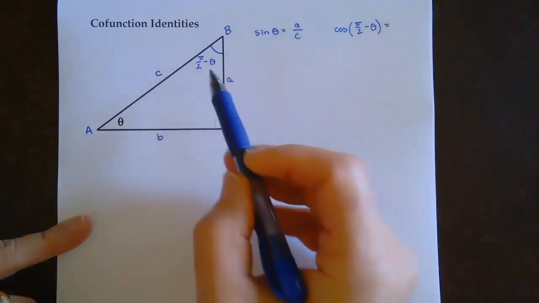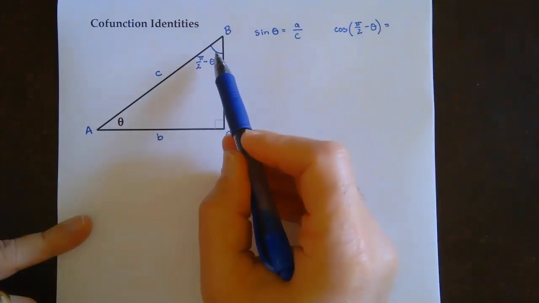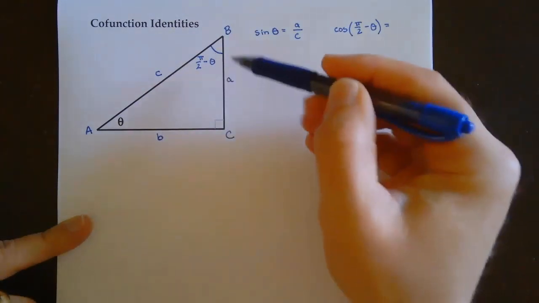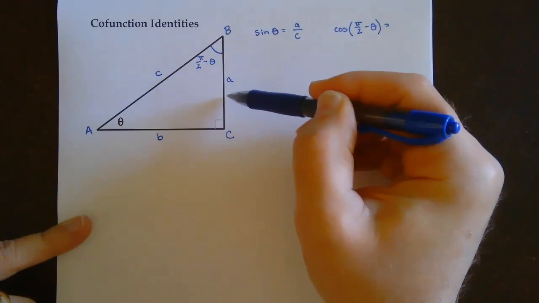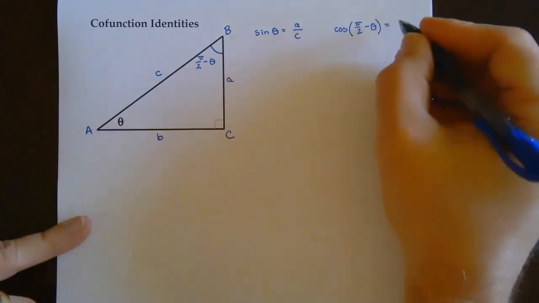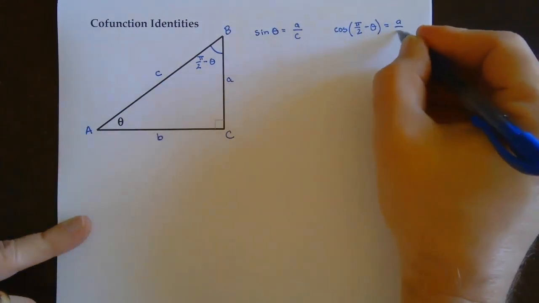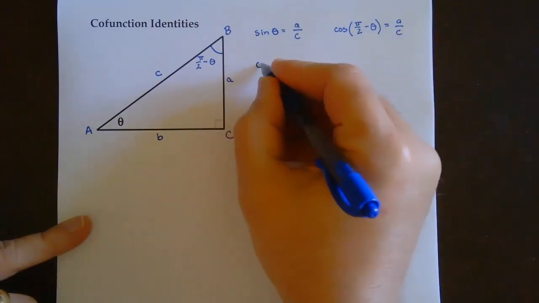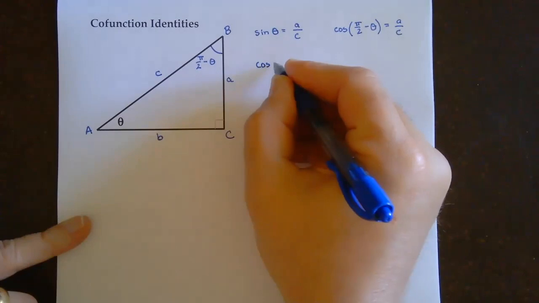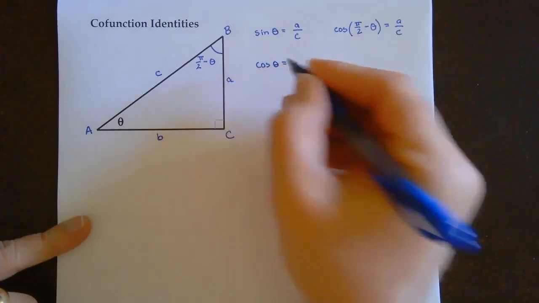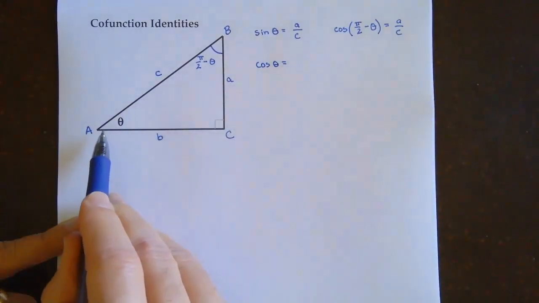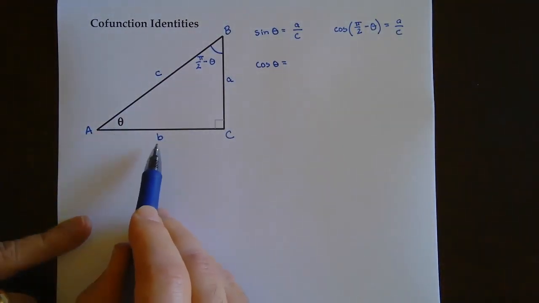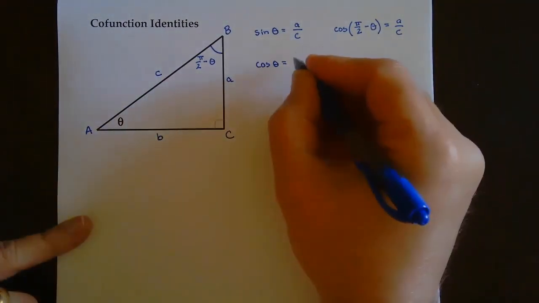Okay, so cosine is the adjacent leg over the hypotenuse, right? So for pi over 2 minus theta, the adjacent leg is A and the hypotenuse is C. So this is A over C. Now I want to do cosine of angle theta. The adjacent leg for angle theta is B over the hypotenuse, which is C. So this would be B over C.